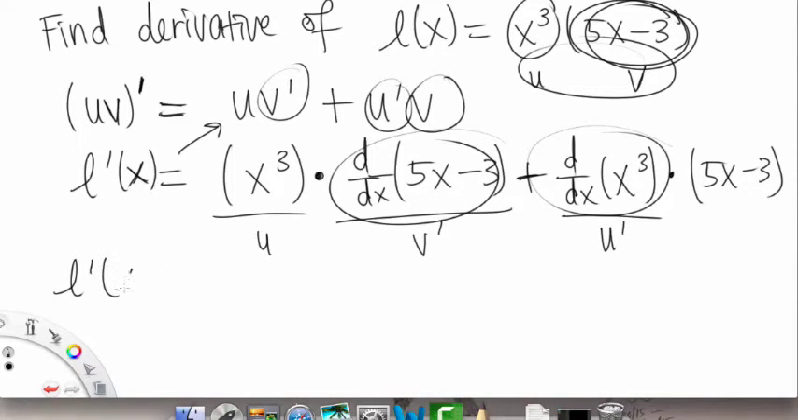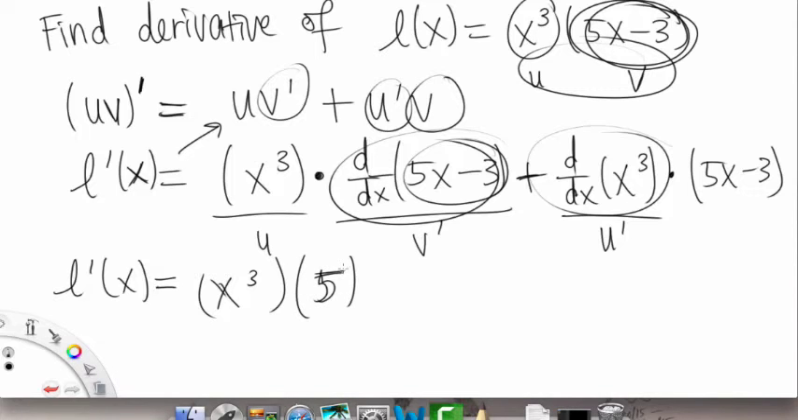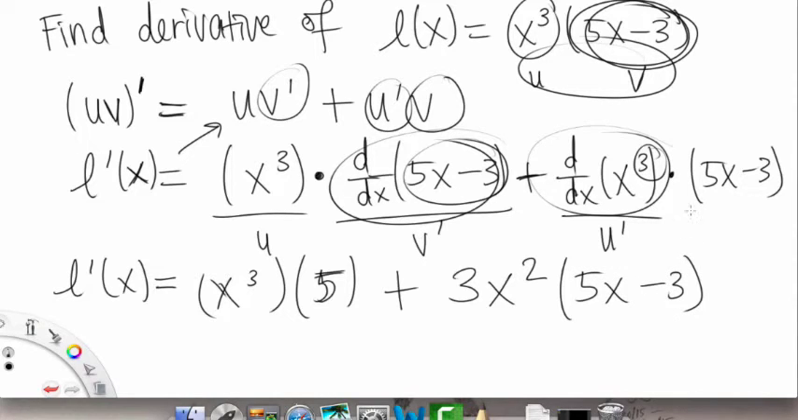So we get L prime of x is equal to x to the third, which just stays there out in front. And then we have the derivative with respect to x of 5x minus 3. This is a linear function, right? So we just pull out the slope, that would be a 5. And then we have plus, and we derive this one using the power rule. We take that power and write it down in front as a coefficient. And then we have x to the 3 minus 1, which is a 2. And then we have our 5x minus 3 there at the end.